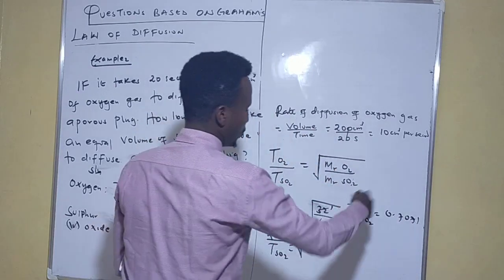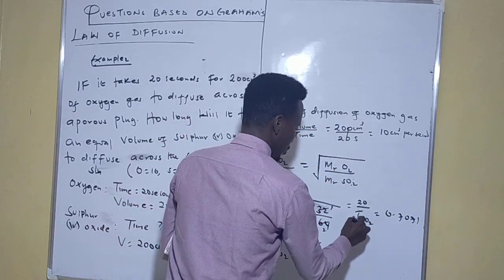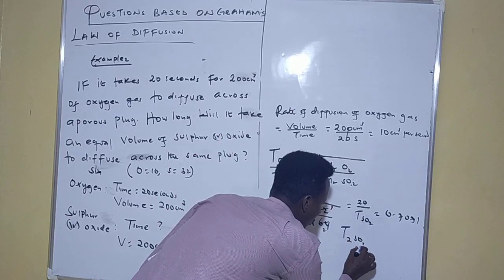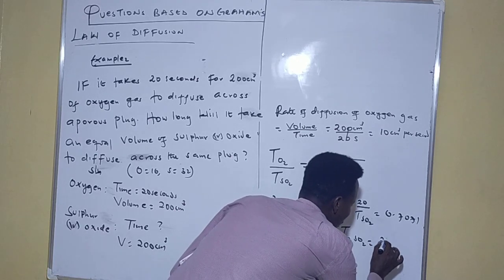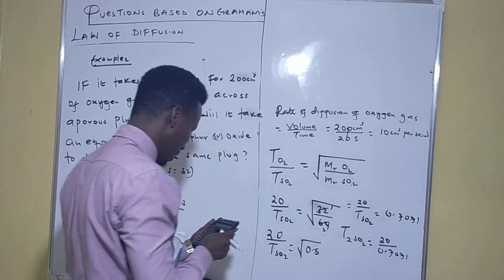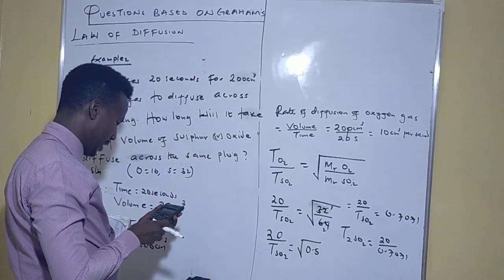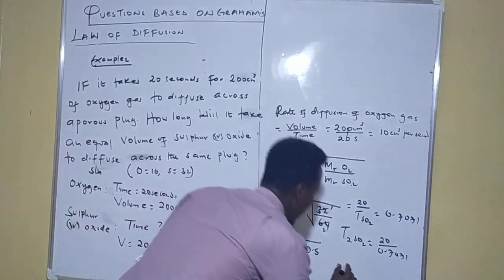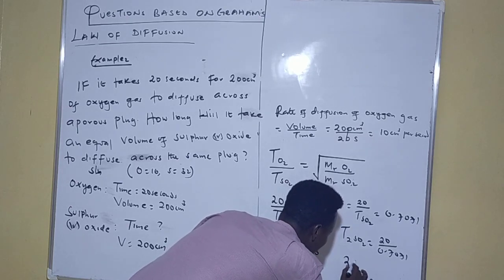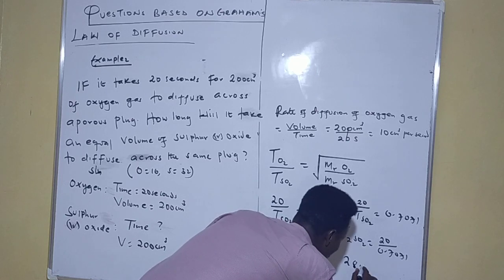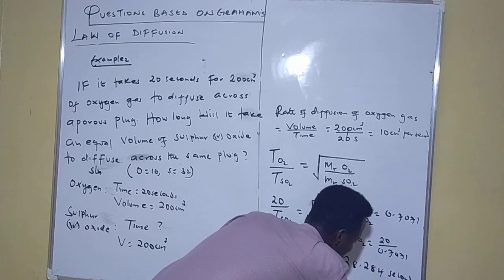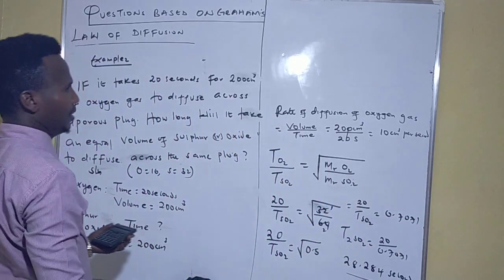So what are we going to do? We cross multiply. We multiply here T O2 times T. Then we can say T SO2 is equal to 20 divided by 0.7071. So that will give us 20 divided by the answer. That is 28.284 seconds.